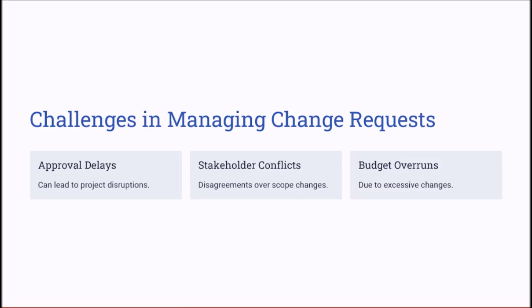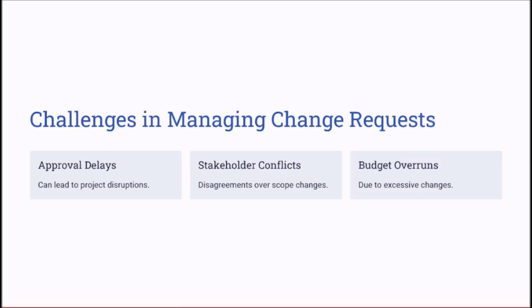The challenges in managing change requests. One major challenge here is stakeholder conflict when a change benefits one group but affects the other. Also, we have delays in approval. Sometimes the change control board might be involved in different projects. Maybe they have different priorities, different action items to take care of. And then that might delay the approval of that change request, leading to project disruptions.